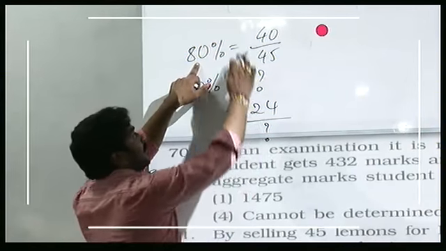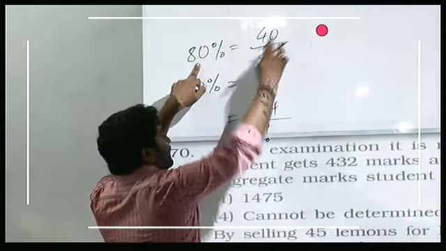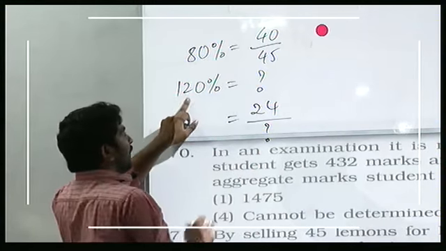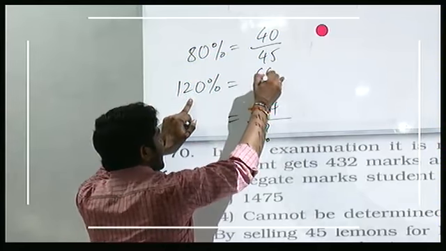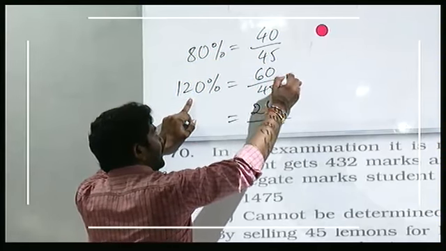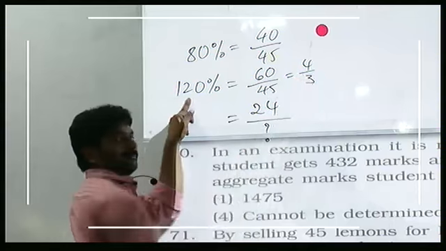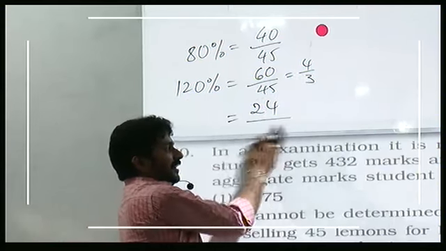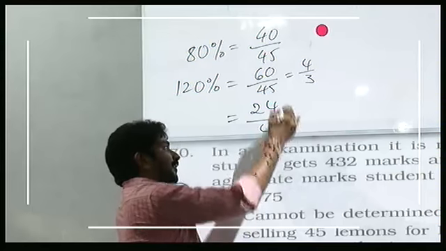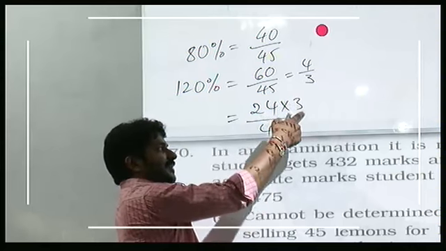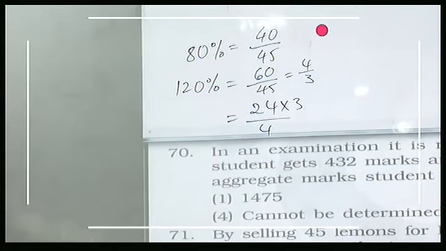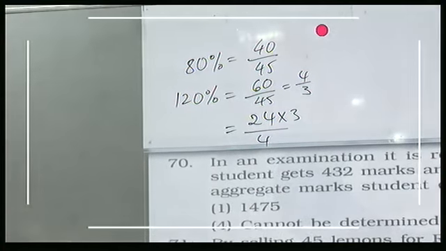80 percent of 40, half of this number, divided by 45. 60 divided by 45 is equal to 4 by 3, cancelling with 15. So x is 4 by 3. Let me write 4 by 3 here. The denominator comes to the numerator: 6 times 3 is 18. So he should sell 18 lemons for 24 rupees.